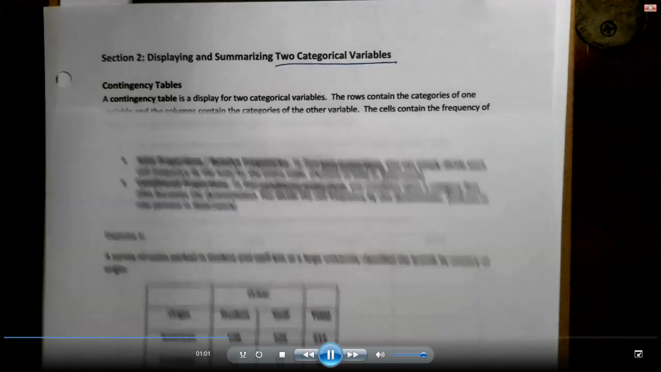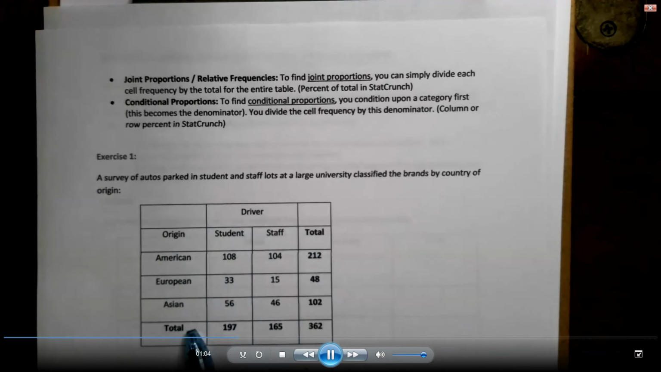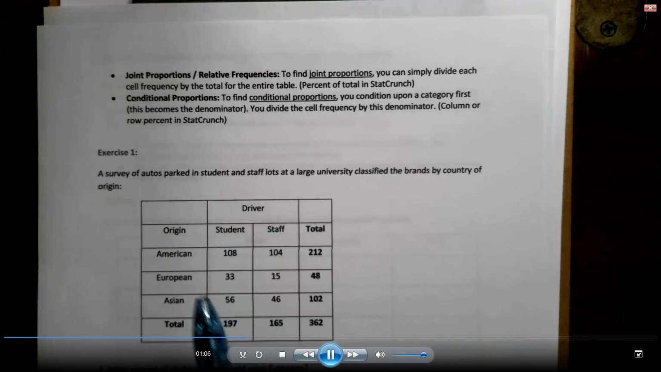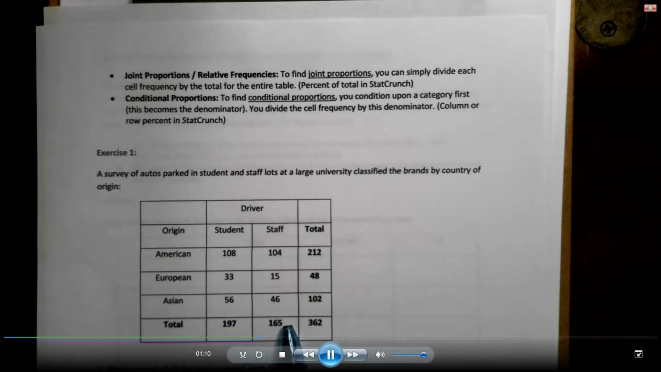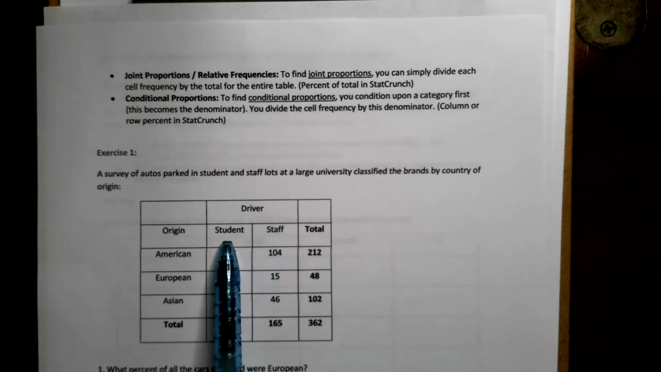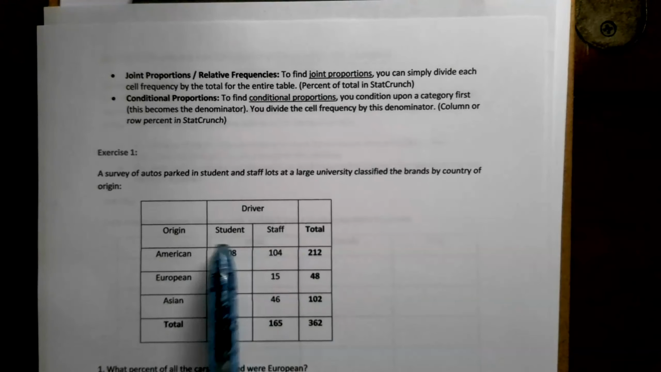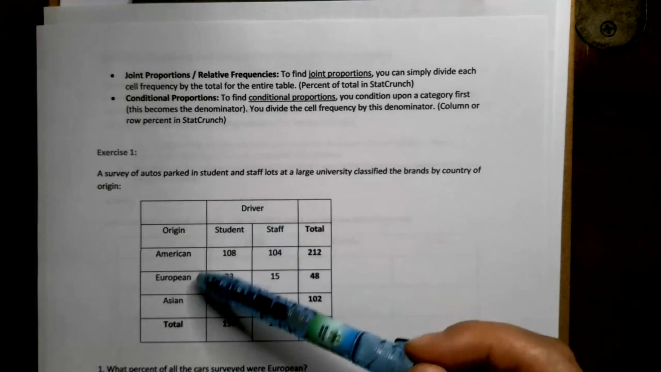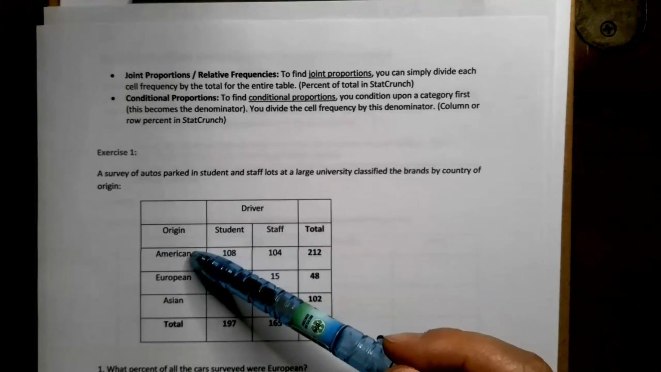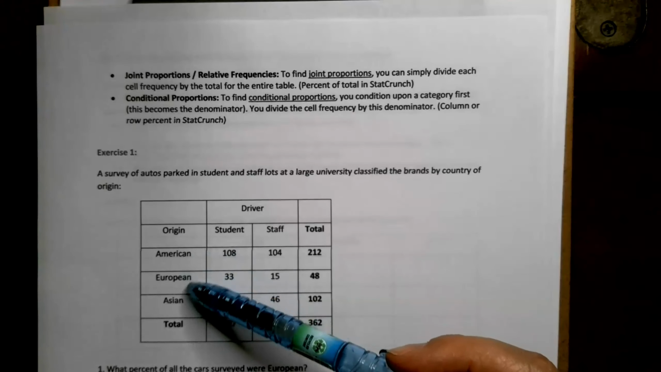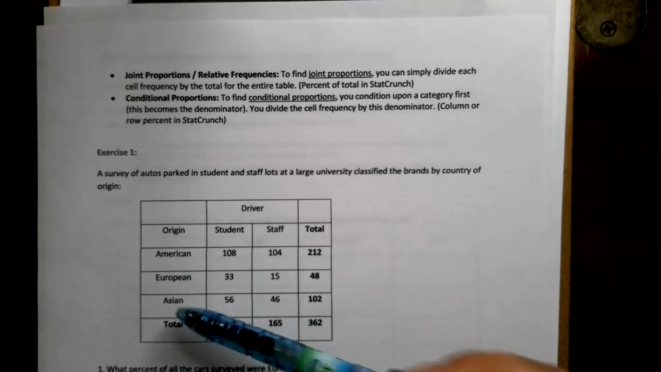So, for example, I have a table here, and we have two variables. We have the cars driven by either Mesa College staff or students. So student or staff is one of the variables that we're observing. Another variable that we're displaying here is the origin of the car, whether the car is American, European, or Asian.